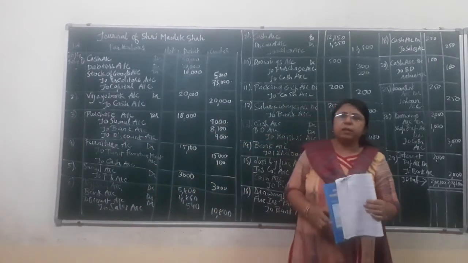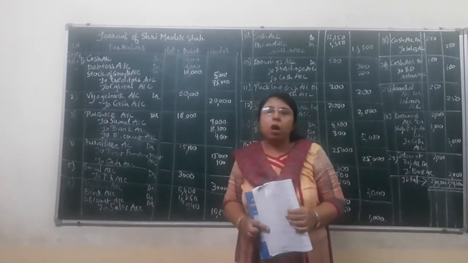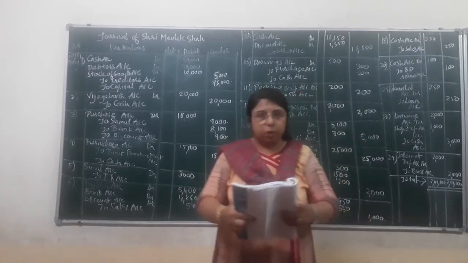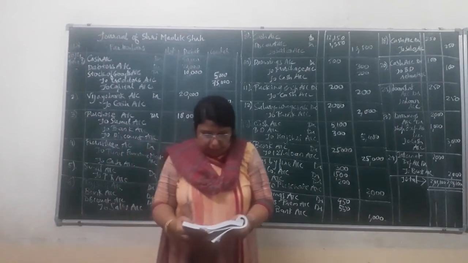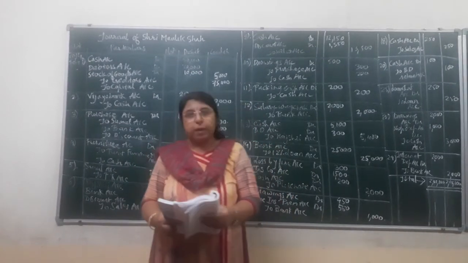Now I am not discussing the narration because now you are used to how to write the narration in your own words. Next one, that is the second entry: deposited cash rupees 20,000 with Vijaya Bank and opened account.